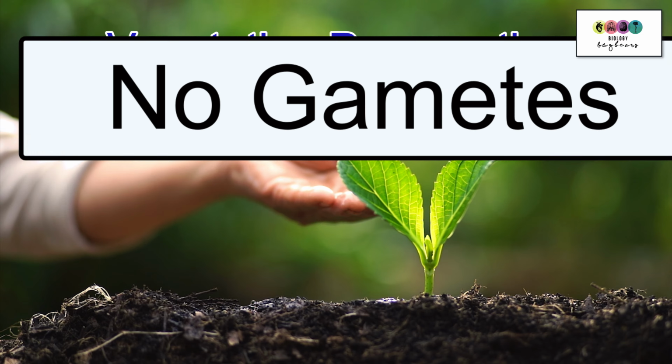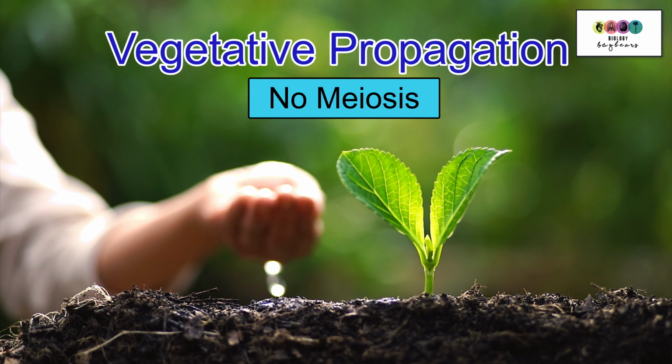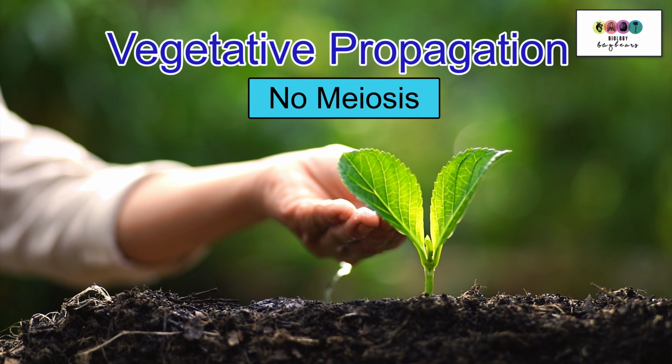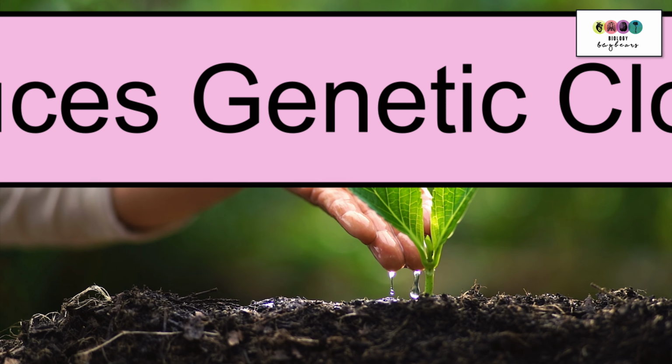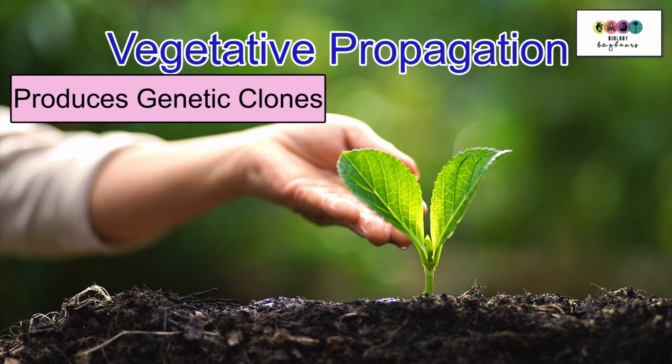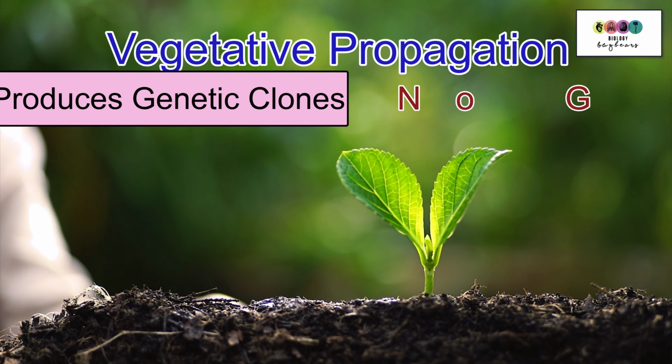There are no gametes involved, no seeds involved or produced. So there is no meiosis involved in the process of vegetative propagation, only mitosis. This is the only form of nuclear division, and mitosis produces genetic clones. There will be no genetic variation introduced in the offspring, the plants produced.